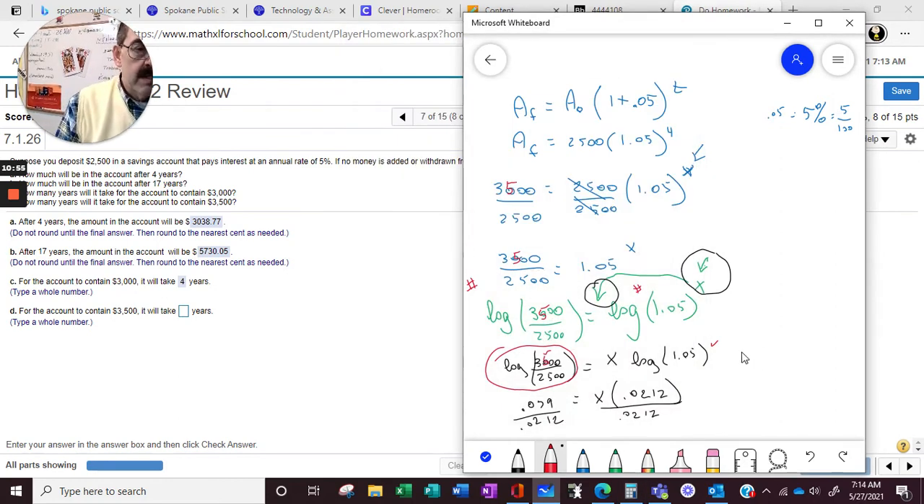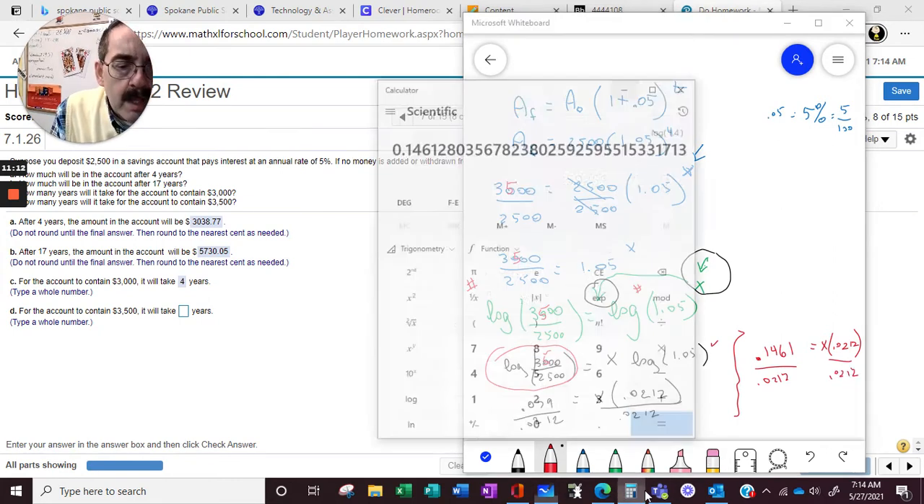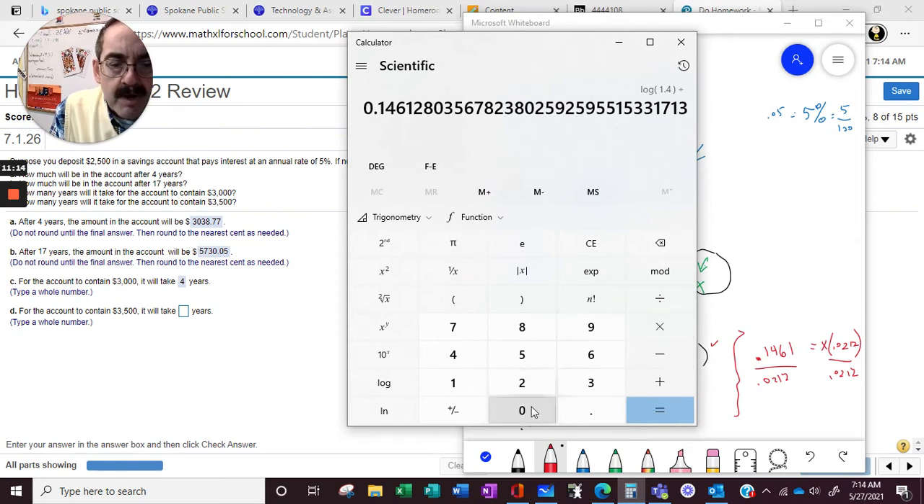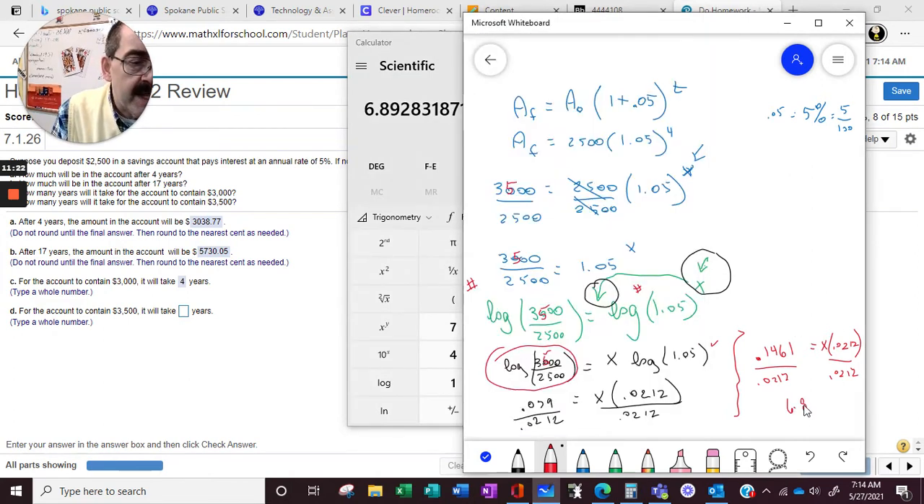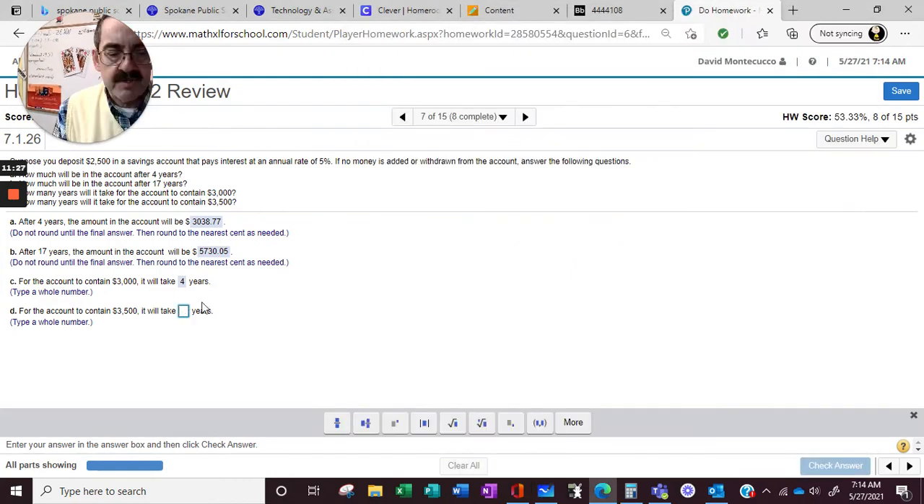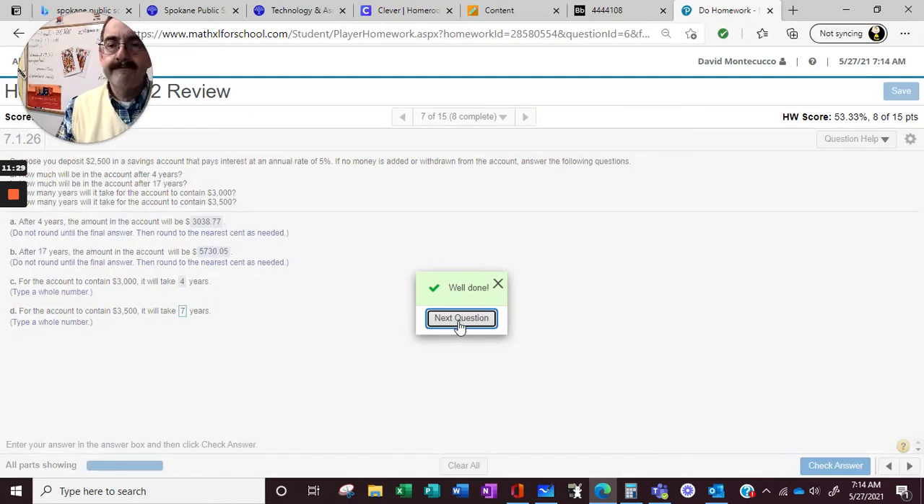0.1461 equals x times 0.0212. Divide both sides by 0.0212. So that divided by 0.0212 gives 6.89 years. We're going to round up to a whole number. Let's try 7. Yeah. All right.